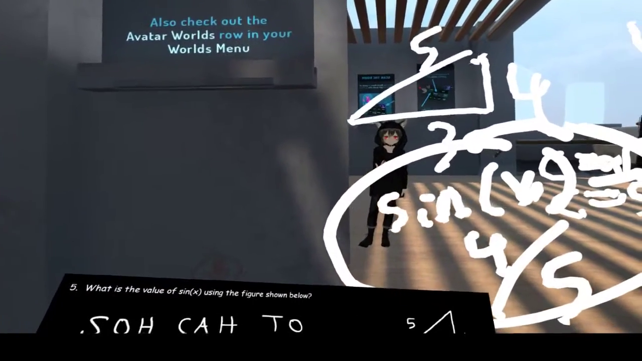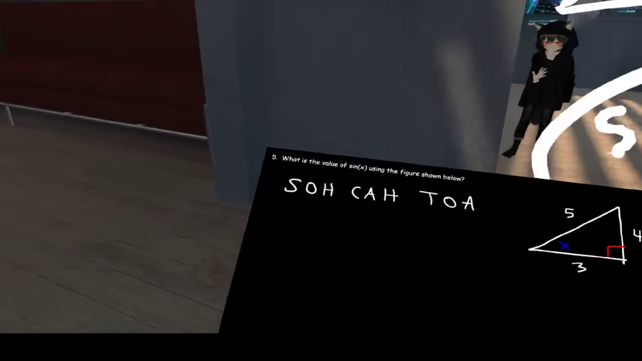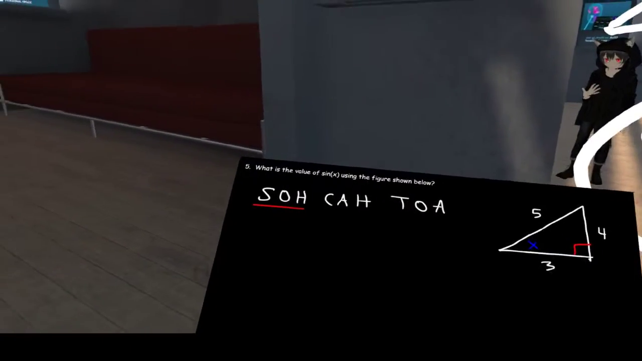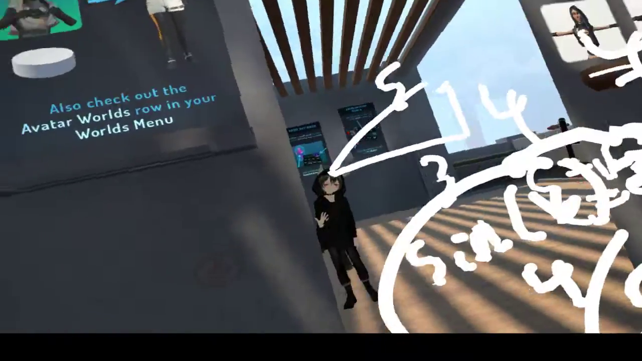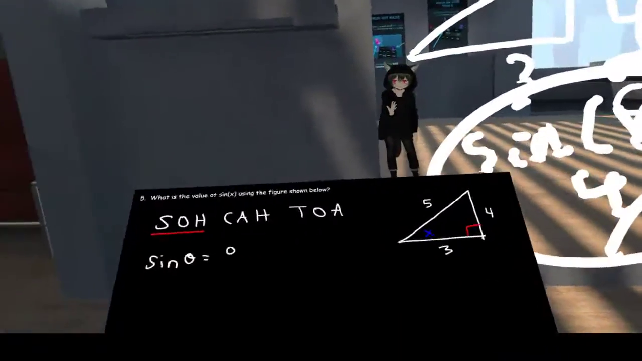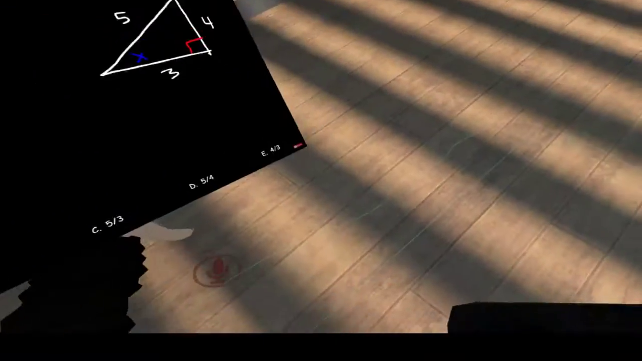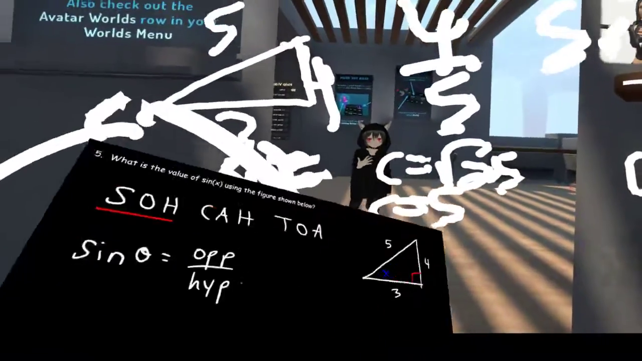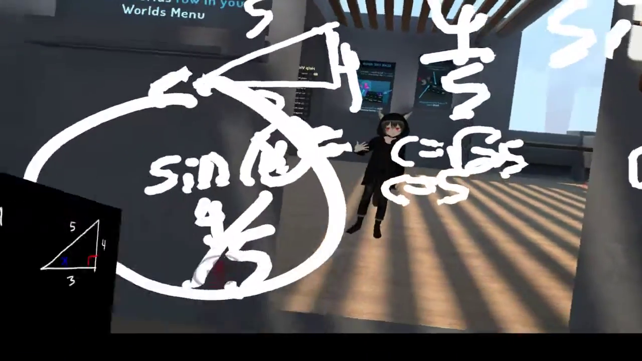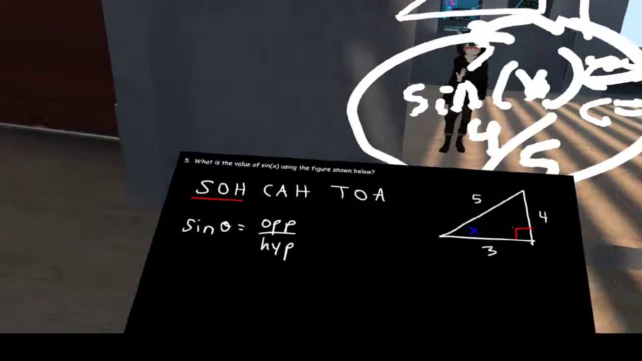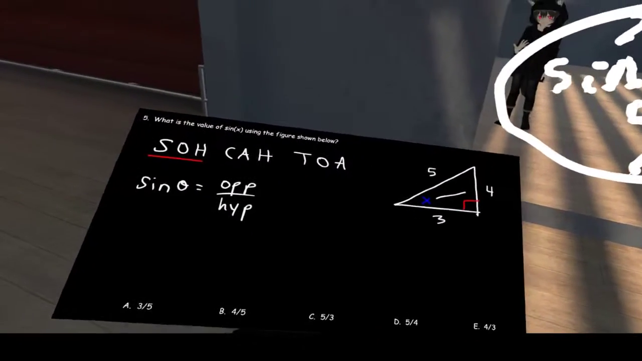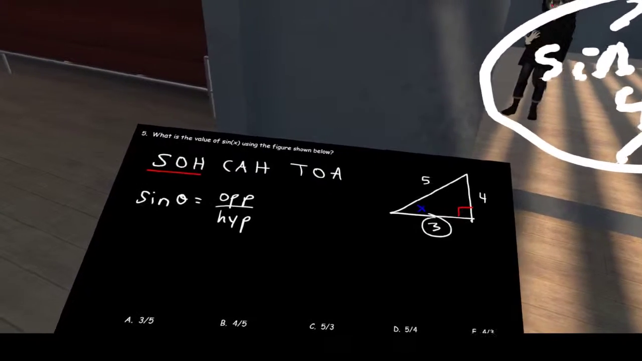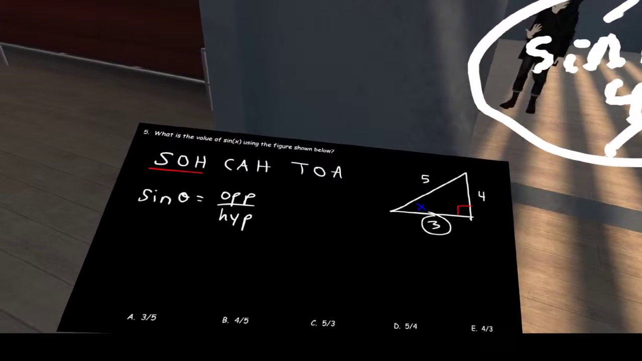So what does this expression mean? Well, let's focus on the SO part. S stands for sine. So sine of an angle, it could be theta or it could be x, is equal to opposite divided by the hypotenuse. So that's the sine ratio. O stands for opposite, H is for hypotenuse. So opposite to x is 4, and adjacent to x is 3, and 5 is the hypotenuse.